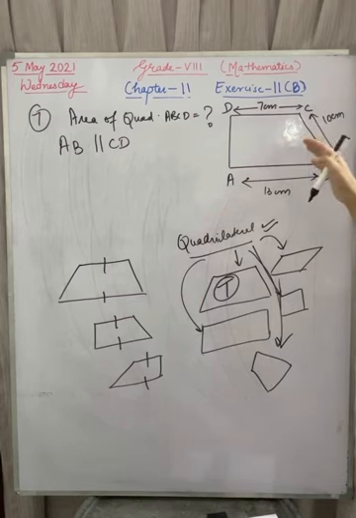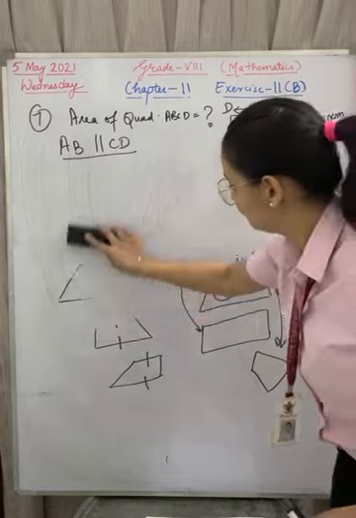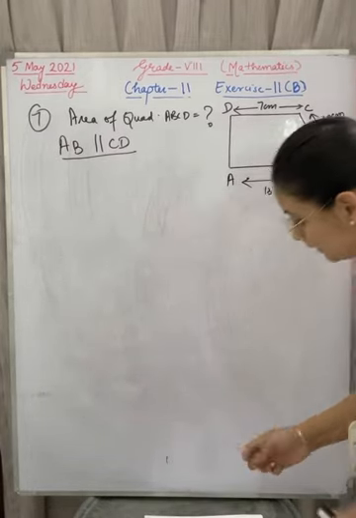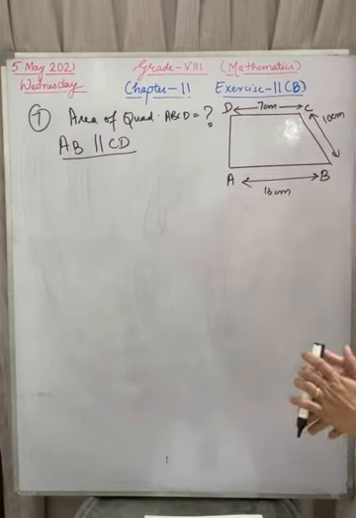Now I'll ask you the formulas one by one. So first of all, what is given in this question? CD is given, AB is given. These we can take as B1, B2 for the trapezium. But we do not have the height of the trapezium. In the formula of the trapezium, we want the height. Height is not given in the question.